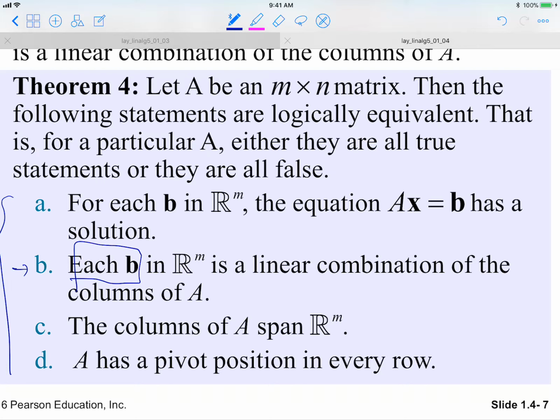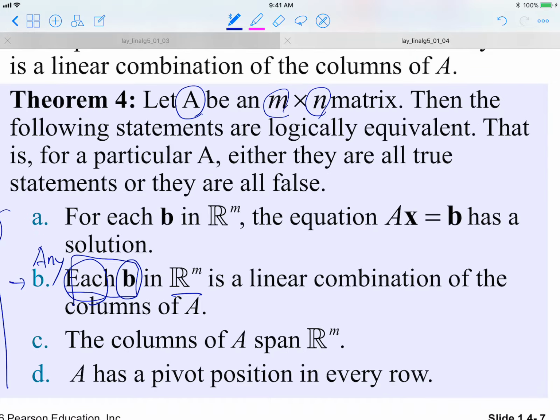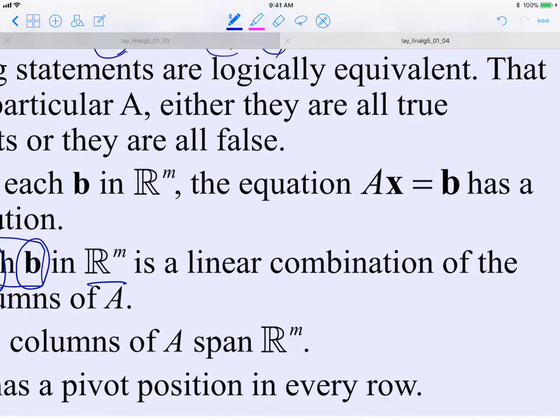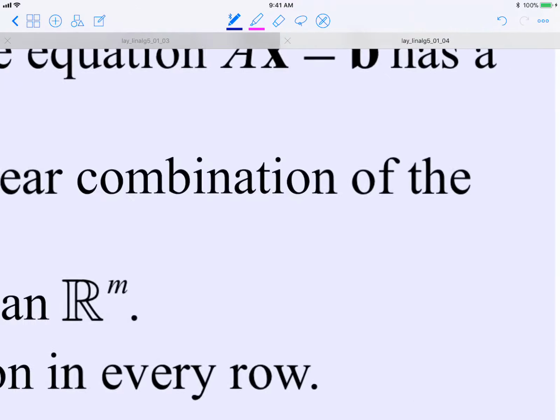Each b vector, or this one is like any vector b in this Rm, when A is an m by n matrix. So if we had maybe a 3 by 5 matrix, in this case, A is the coefficient matrix.